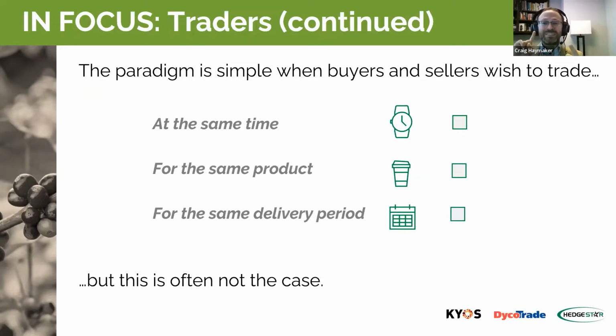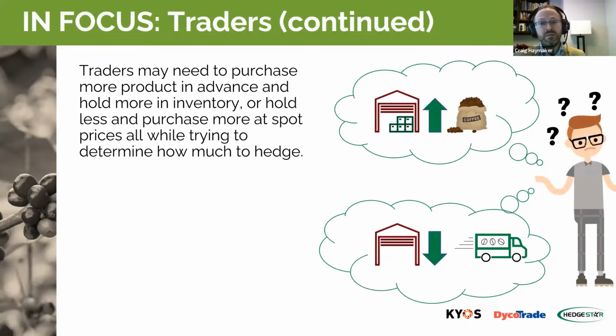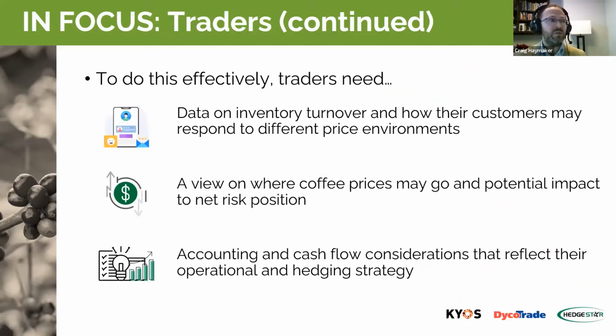If you have buyers and sellers coming to the table at the same time for the same product and for the same delivery period. But this is often not the case, right? What typically happens is that traders, depending upon where prices are, might need to purchase more product in advance and then store more in inventory or warehouse it. Or they may need to hold less in higher price environments and maybe purchase more at spot prices on demand, just in time, okay? It's not easy to navigate, but we need data to do this, okay?